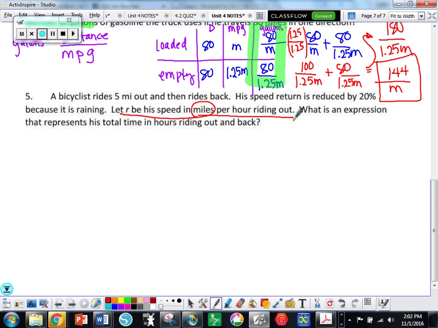So you need one formula. Distance, how far you go, equals how fast you go, in miles per hour, times however long you are traveling. So if I'm traveling for 2 hours and I'm driving 50 miles per hour, how far did I go? 100, right? R stands for your rate, miles per hour.